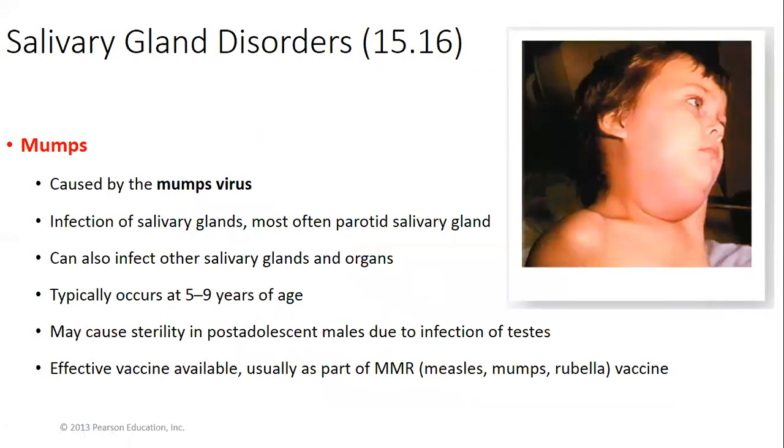A disorder in the salivary gland is called the mumps, which we have a vaccine that is effective. The MMR is measles, mumps, and rubella. It typically occurs around 5 to 9 years of age, but it's an infection of the salivary glands, mostly the parotid salivary gland, the one back by your ear, but can affect other glands as well. And that can cause sterility in post-adolescent males due to the infection of the testes. So this infection can spread. It can be really serious. But we have a vaccine that makes it preventable.